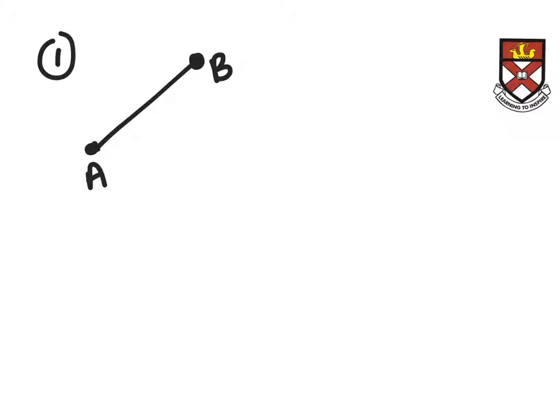The first part says you have to find the equation of the perpendicular bisector. So bisect means it cuts in half. So the first thing I'm going to be looking for is the midpoint between A and B.